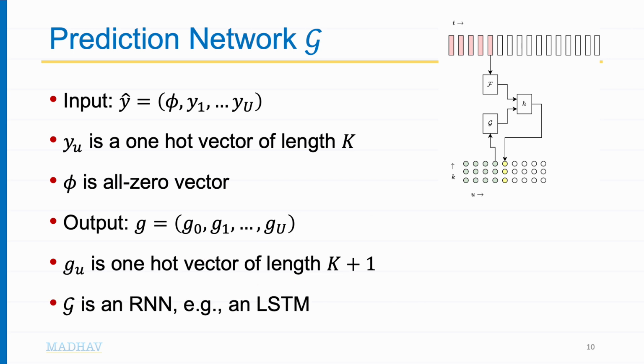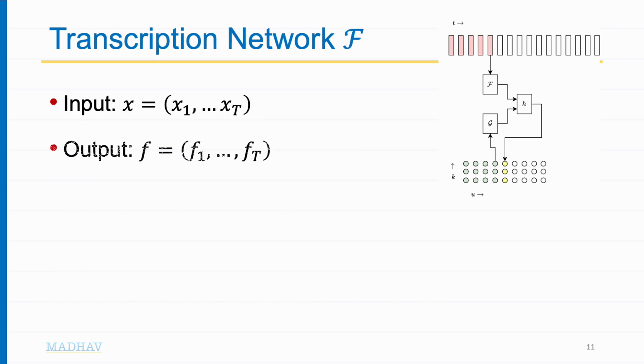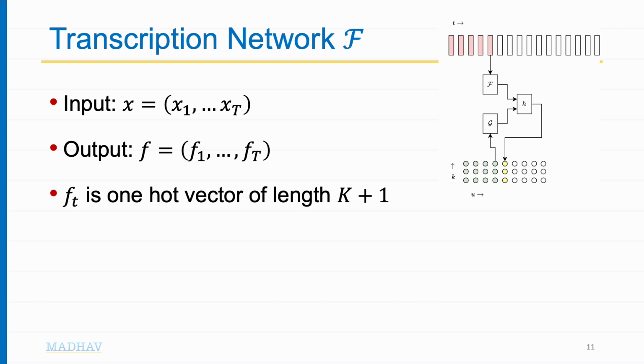And so what is G basically? It's an RNN or an LSTM model which looks at the previous sequence and tries to predict the next output. And the transcription network is simply a mapping from input to output. Input is the audio, output is the text. And it could be a bi-LSTM.